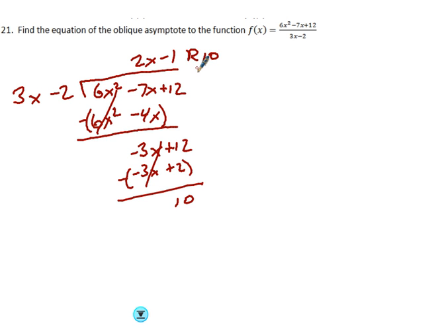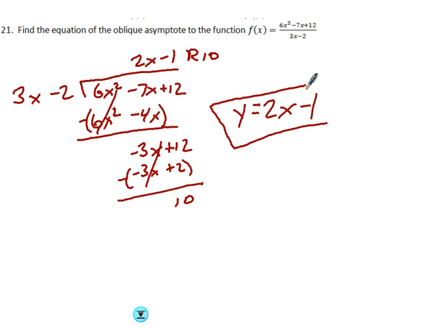But in this particular problem, they're asking for the oblique asymptote, which is the division problem. So the oblique asymptote is y equals 2x minus 1. So if we were to actually graph the original problem, the asymptote function follows 2x minus 1. So if we were to graph 2x minus 1 as well, we'd notice as the values of x get really, really big or really, really small, they'll model 2x minus 1.